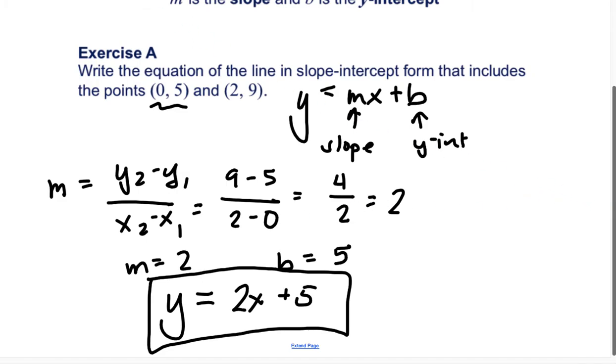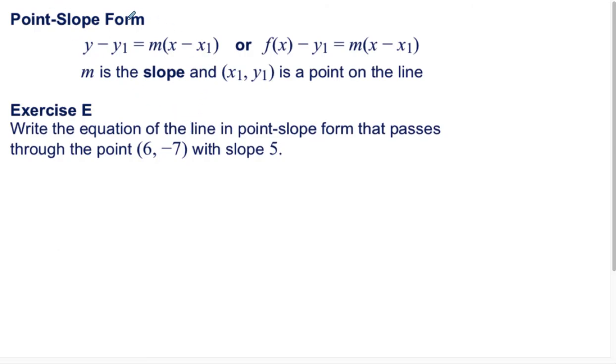Okay, let's take a look at a different form called point-slope form. We use point-slope form so that we can write the equation of a line based on one point and the slope. So let's take a look. y minus y1 is equal to m times x minus x1. Again, m is your slope, and x1 and y1 is just any point on the line. It doesn't matter whether that point is the y-intercept, x-intercept, or any point at all on that line. That's why we use the point-slope form.